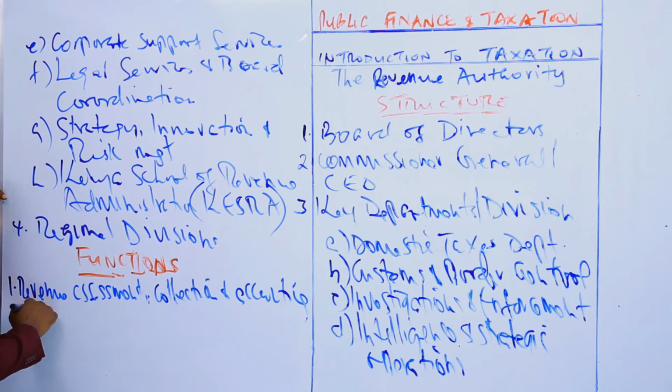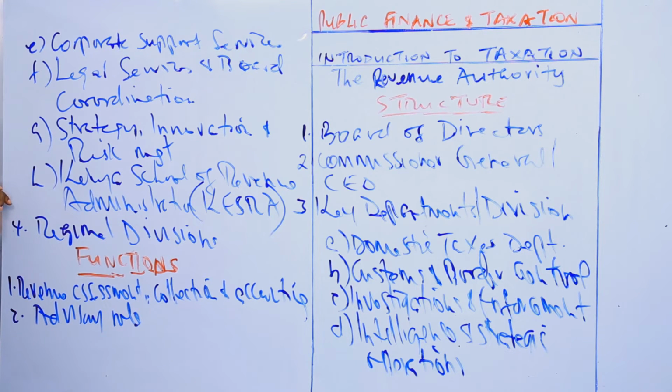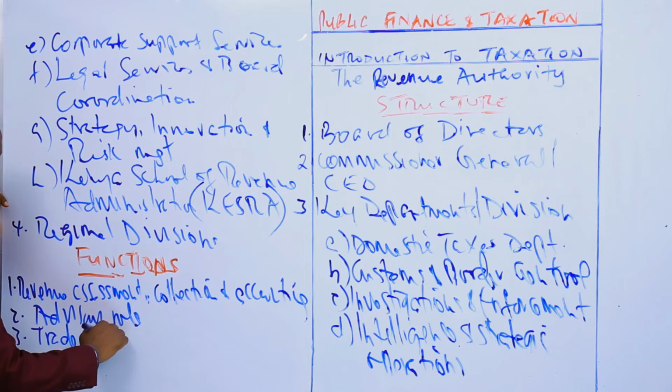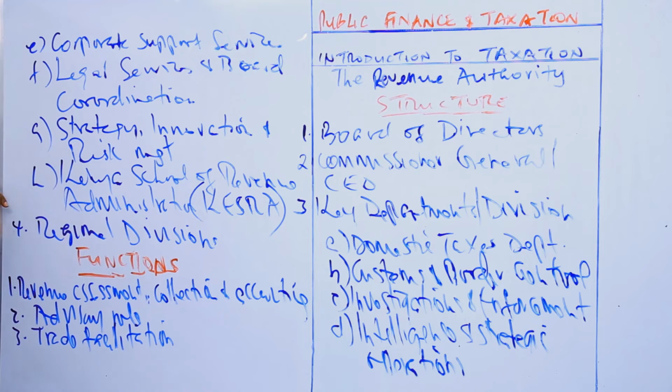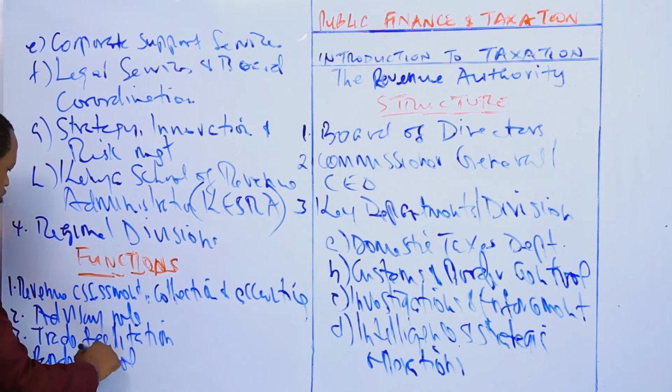Number 2, advisory role. This is to advise the government on matters related to tax policy, tax administration, and revenue collection. 3, trade facilitation. KRA also facilitates trade, and it does this by simplifying and expediting legitimate trade across borders, which enhances efficiency and reduces costs for businesses.